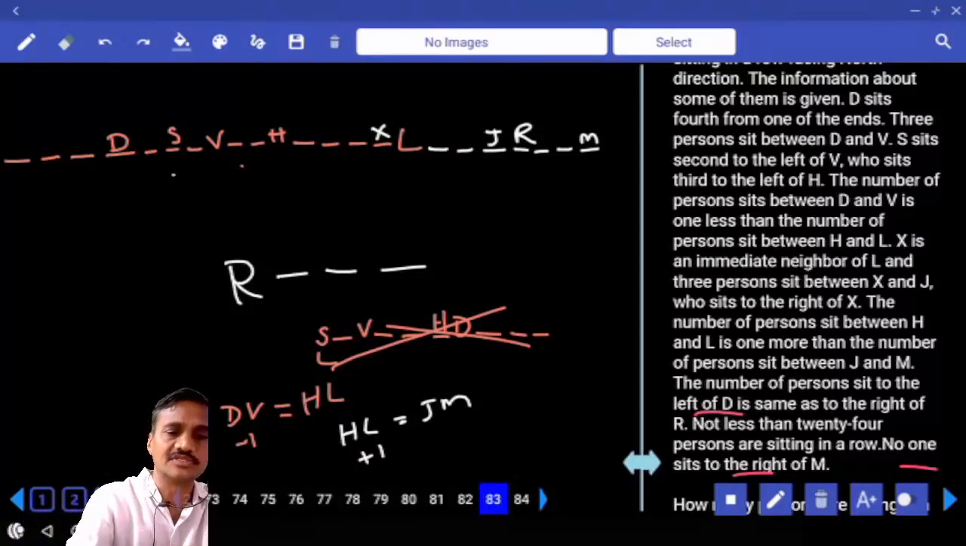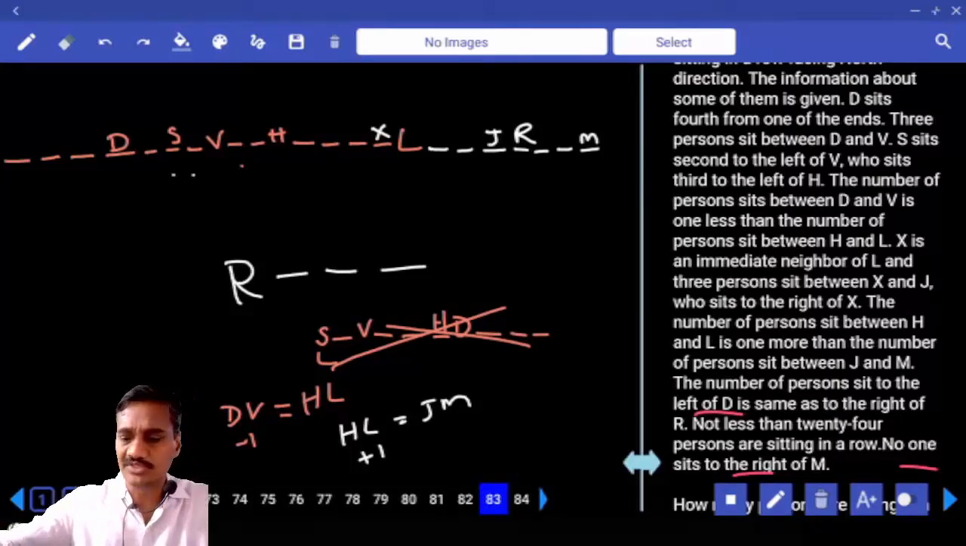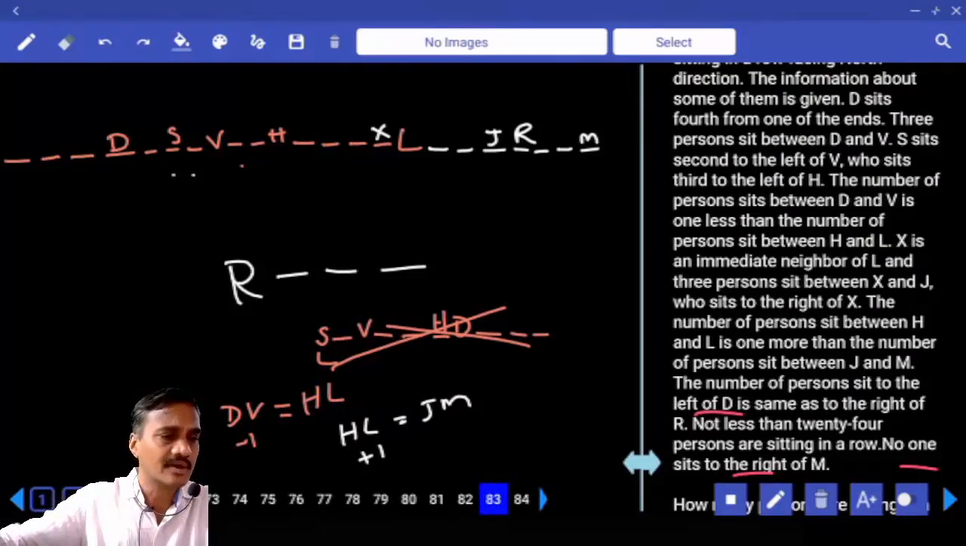How many persons are there? 20. Not more than, no one sits to the right, and not less than 24 persons are sitting in a row. Now how many are there here?